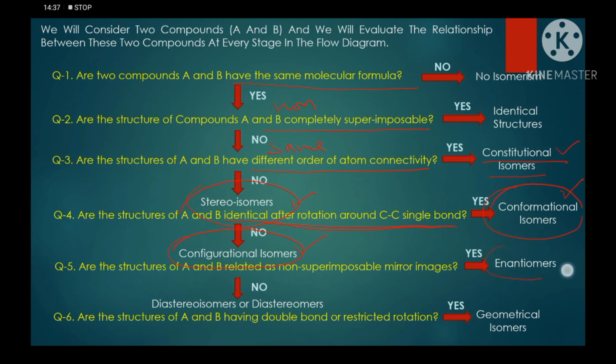Then enantiomers. Those stereoisomers which are not identical after rotation around a carbon-carbon bond and are related as mirror images of each other are called enantiomers. And those stereoisomers which are not identical after rotation around a carbon-carbon bond and not related as mirror images are called diastereomers. And those diastereomers which have a double bond or restricted rotation are called geometrical isomers.